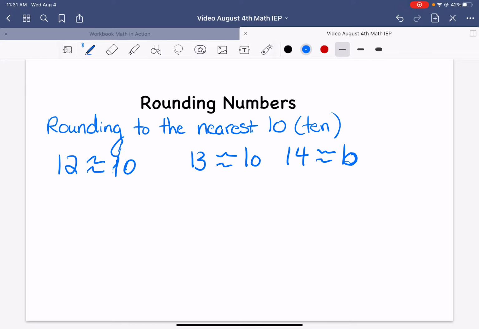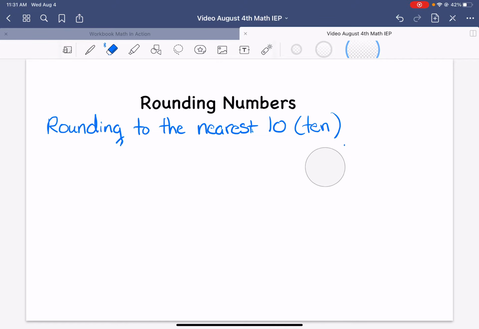But there's different ways to round numbers because we have to remember the rule. There's a certain rule when we round numbers. So how do we round these numbers? Let's take a look. So let's look at these numbers. I'm going to write it in a different color.